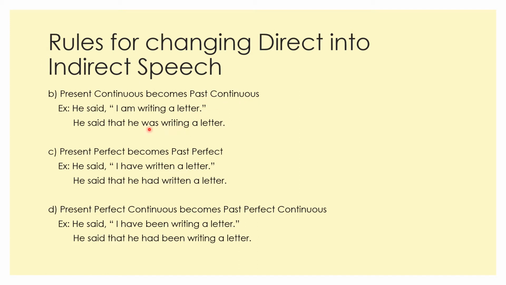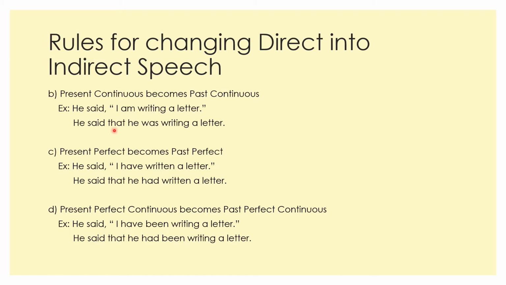Was writing. So here the reporting verb is in the past, so the tense also will be in the past in the indirect speech. If it is present continuous, it will become past continuous. So I am writing a letter will be he was writing a letter.